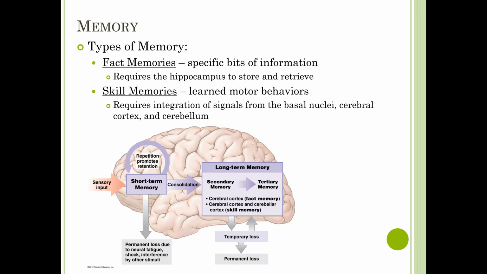There are also skill memories, what we sometimes refer to as muscle memory. These are learned motor behaviors, and these involve integration of signals from the basal nuclei, the cerebral cortex, and the cerebellum. You can also differentiate between long-term memory and short-term memory, with short-term memory being something that you only hold within your brain for a short period of time, and then it can be permanently lost. But repetition of short-term memories can help to promote retention and turn them into long-term memories.